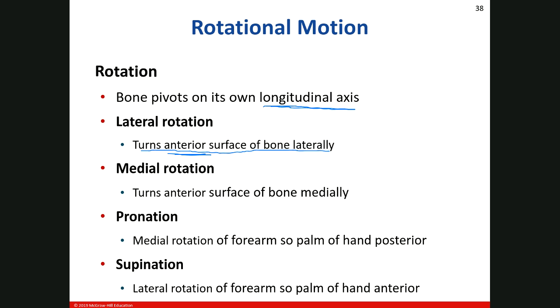When you're in pronation, your hand is going to be facing posterior. When you're in the anatomical position, your hand is anterior.